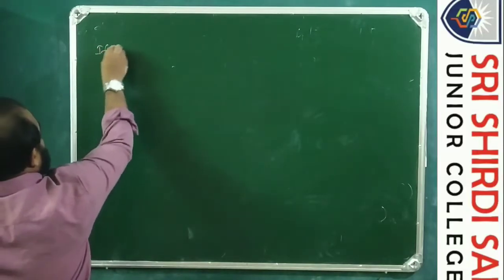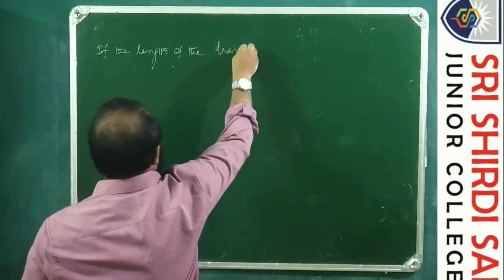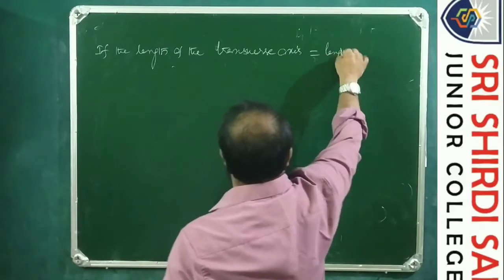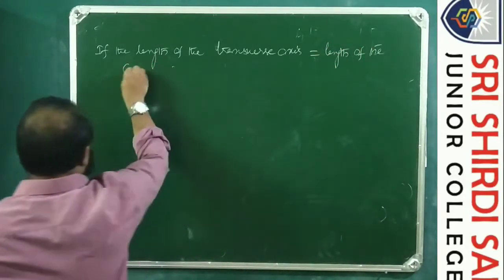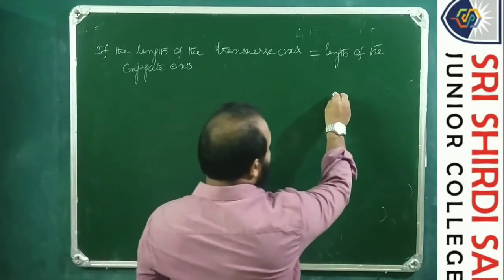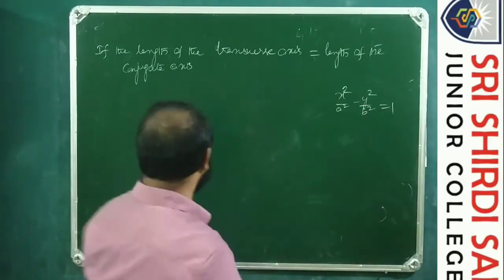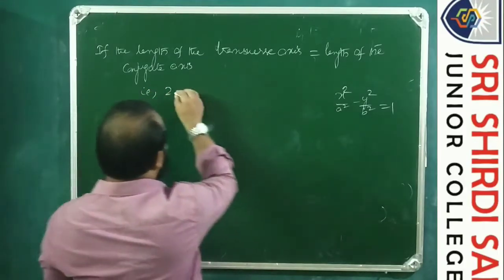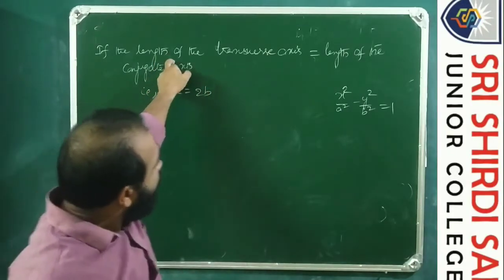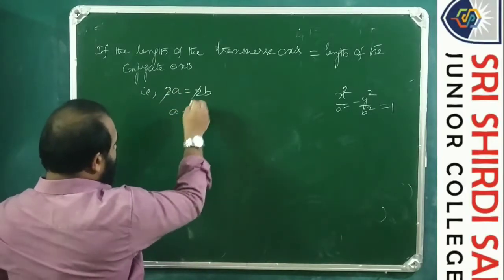So, if the length of the transverse axis is equal to the length of the conjugate axis. For the hyperbola x square by a square minus y square by b square equals 1, the transverse axis is 2a, and the length of the conjugate axis is 2b. So the length of the transverse axis equals the length of the conjugate axis, 2a is equal to 2b. In other words, a is equal to b.